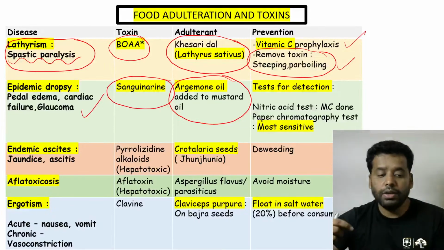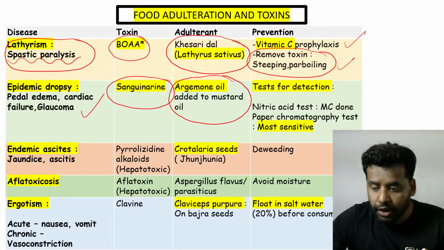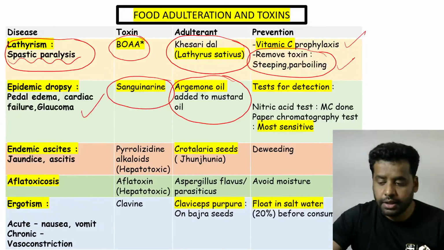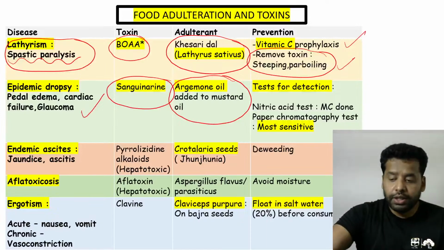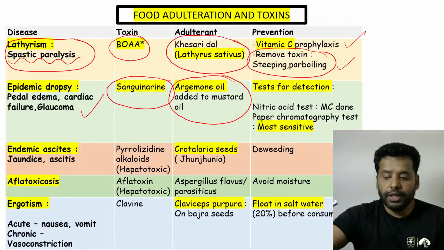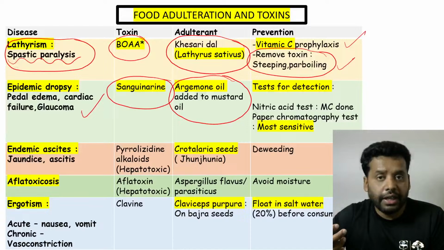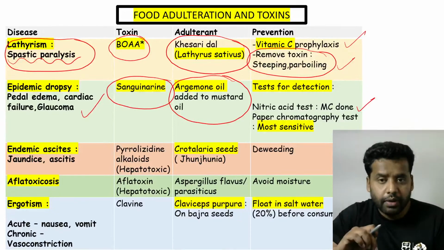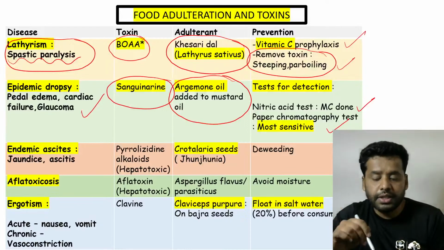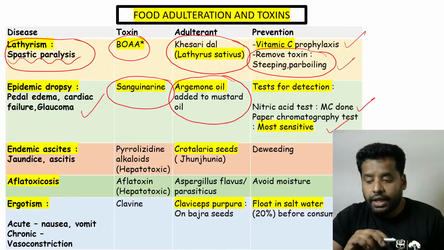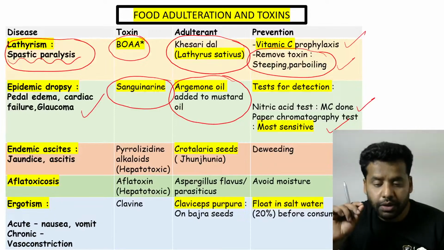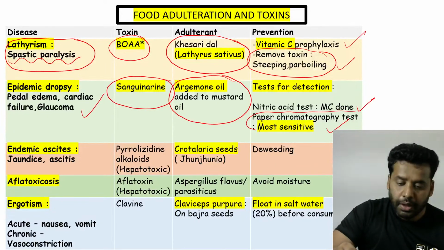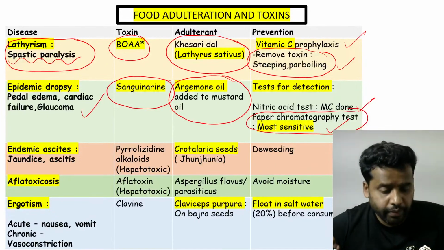That is why when you are suspecting some adulteration, you can complain to the food inspectors. Food inspectors will go and check the samples in the shops nearby, those who are doing adulteration. Nitric acid test is most commonly done, but paper chromatography test is most sensitive. If they are adding in small amounts, we have to use the paper chromatography test.